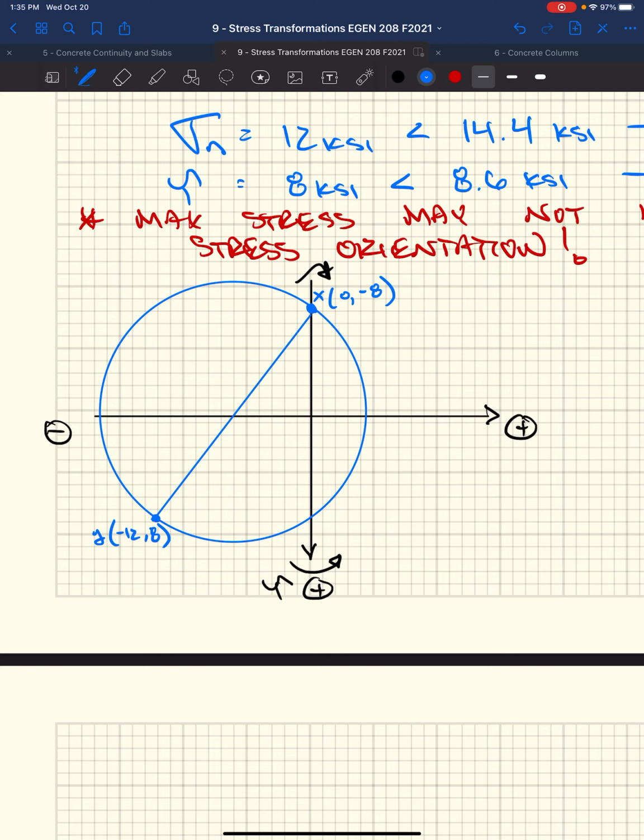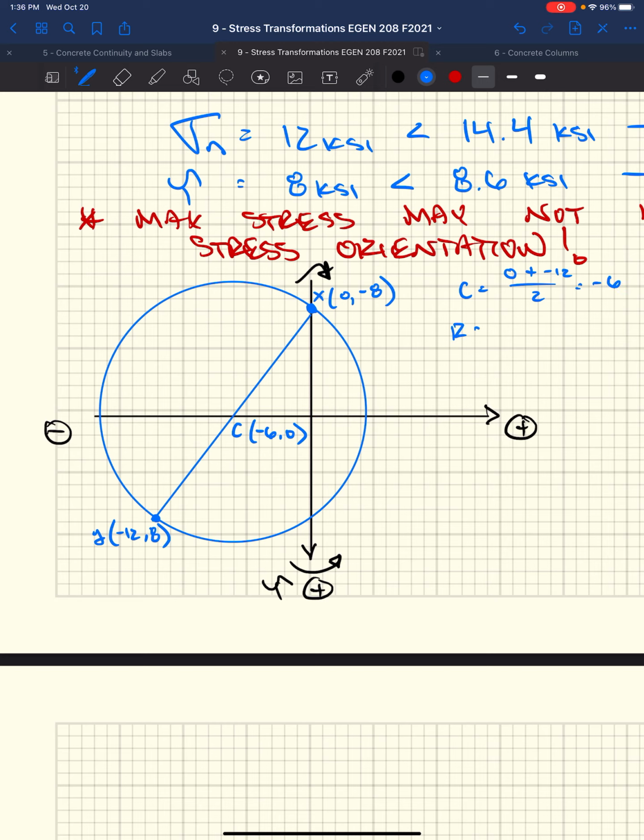We can figure out our center. Well, in this case, it's -6, 0, right? It's the average stress between 0 and -12. Right, C. For our y, would it be a -8? For y? No, because this is positive shear. So it's 0, -8 on the top side. So our center is our average, or 0 plus -12 over 2 is -6, right?